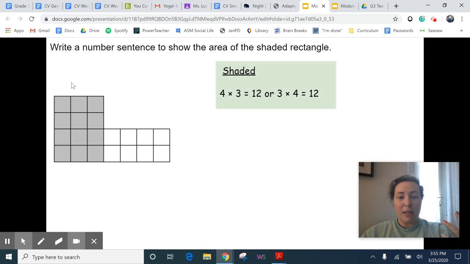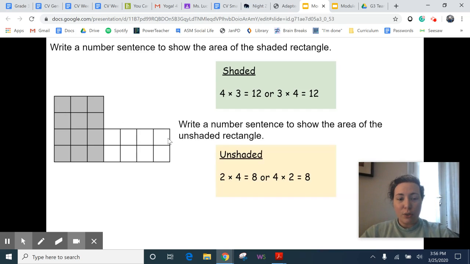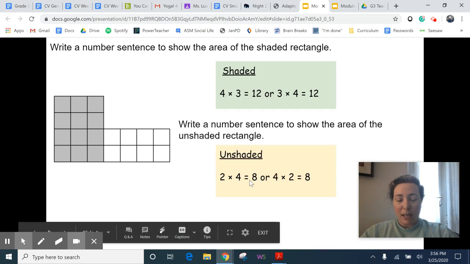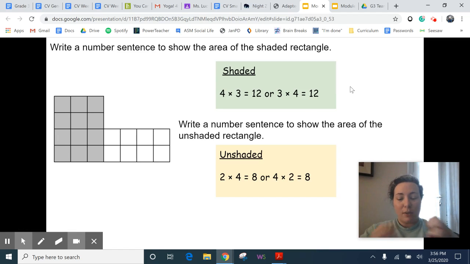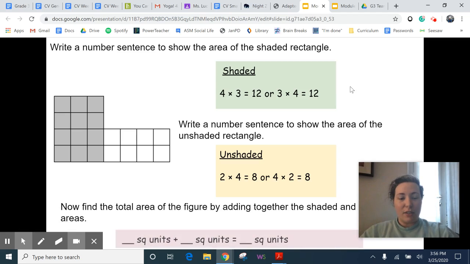So the first part would be 4 times 3 would give you 12 square units for this shaded part because we have 4 rows and 3 columns. For the unshaded part, we have 2 rows of 4. So we have 2 times 4 would give us 8 square units. And then again, we have to put them together. So if we do that, we would have a total of 12 square units from our first part, plus 8 square units from our second part, to give us a total of 20 square units as a whole room together.